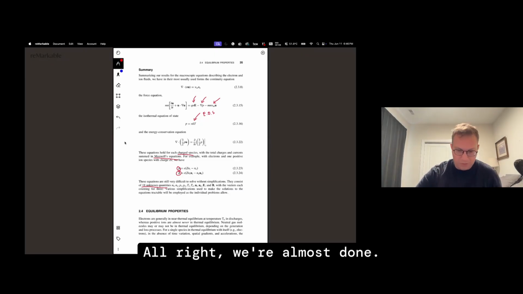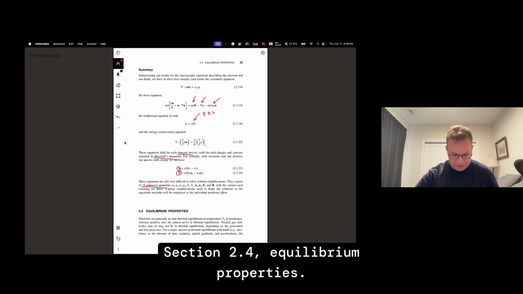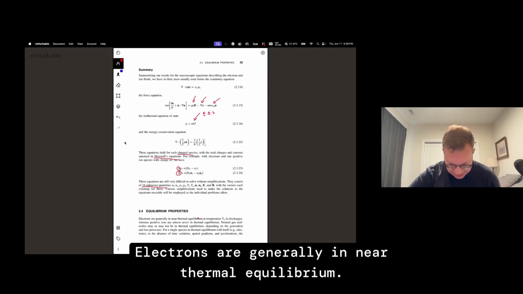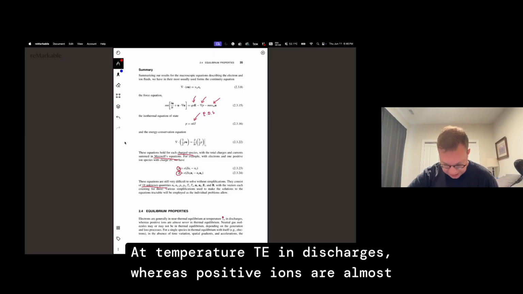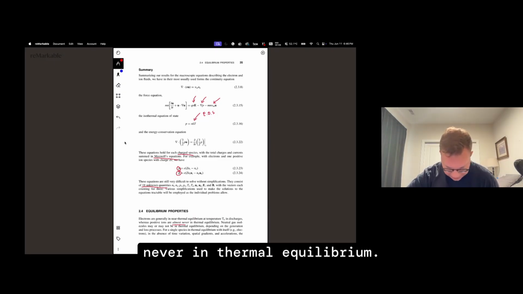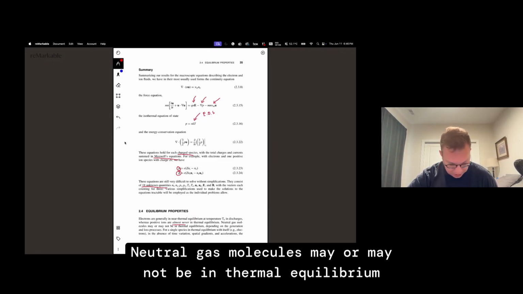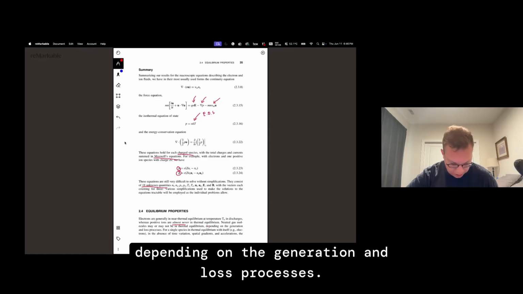All right, we're almost done. Section 2.4, equilibrium properties. Electrons are generally in near thermal equilibrium at temperature T_e in discharges, whereas positive ions are almost never in thermal equilibrium. Neutral gas molecules may or may not be in thermal equilibrium depending on the generation and loss processes.